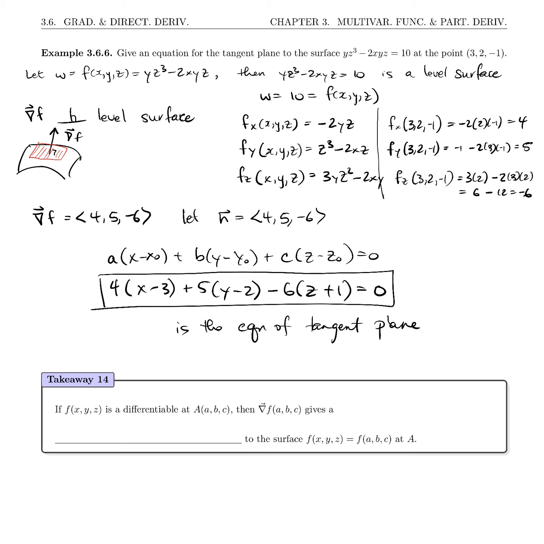And so takeaway 14 is just a summary of what we just did. If f of x, y, z is differentiable at (a, b, c), then the gradient at (a, b, c) gives a vector normal or perpendicular to the surface f of x, y, z equal to f of (a, b, c) at the point (a, b, c).